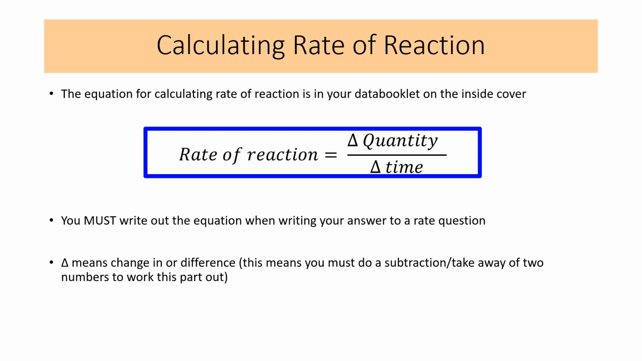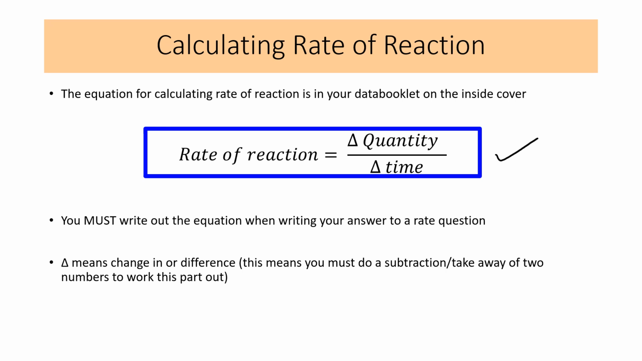Now, when it comes to calculating rate of reaction, the equation that you need to know is on the inside cover of your data booklet. It is rate of reaction equals delta quantity over delta time. That is how I would read out that equation. What the delta means is change in quantity over change in time.